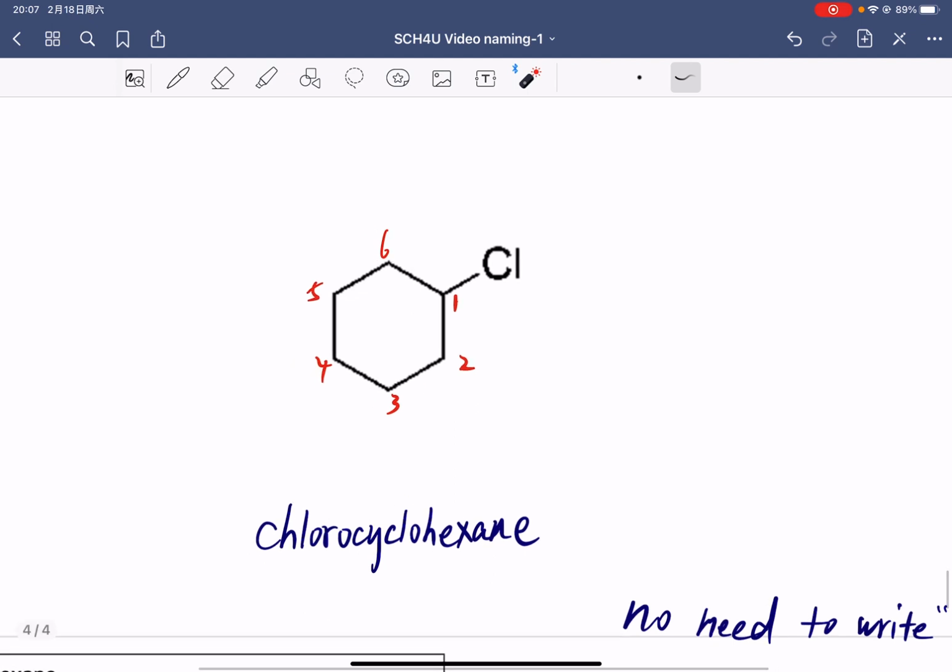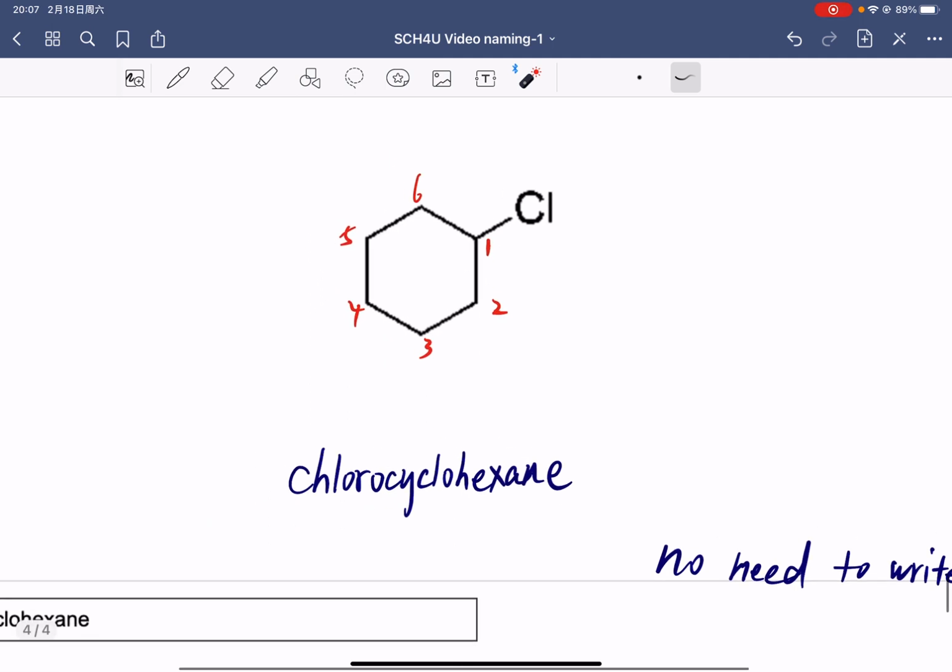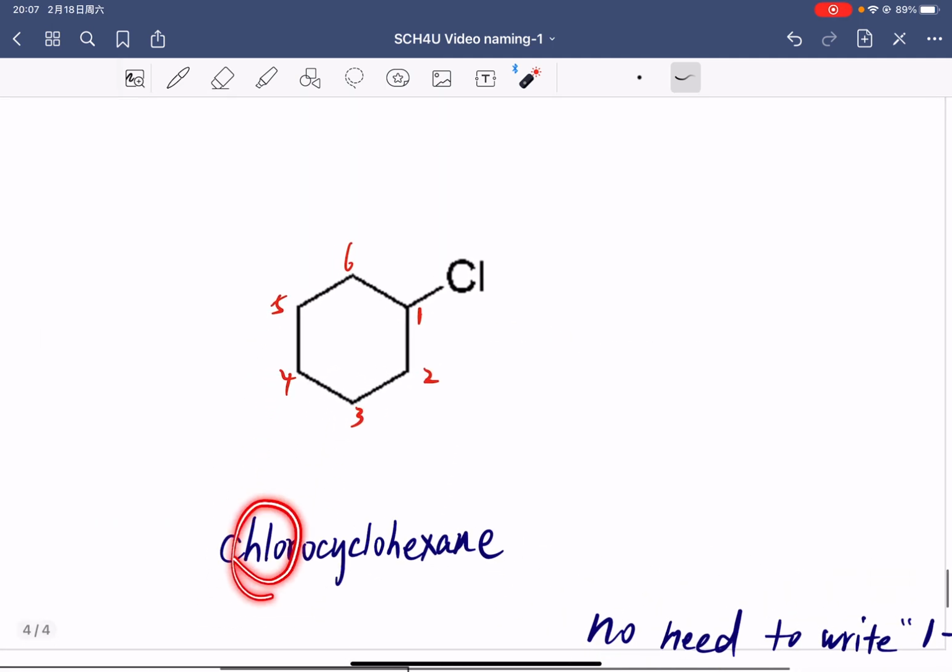So we just need this chlorine to attach to the first carbon. So we start from here: 1, 2, 3, 4, 5, 6. We name it like this because any carbon on the cyclic shape can be the first carbon. So we can write the 1 and a dash here, but we can also just ignore it. So we'll write chlorocyclohexane. Chloro for the side chain chlorine attached. Cyclo means that we have the cyclic shape for the main chain, and hexane means we have 6 carbons for the main chain connected by single bonds.